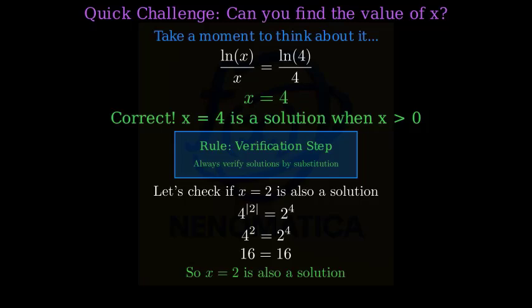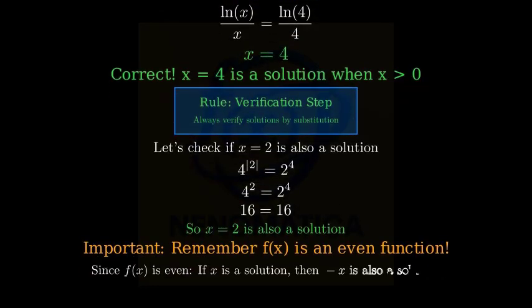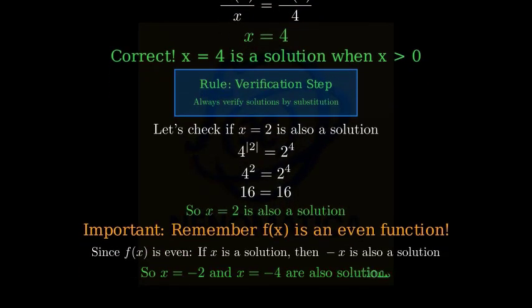Since we've established that f of x is an even function, and we found that x equals 2 and x equals 4 are solutions for positive x, we can conclude that x equals negative 2 and x equals negative 4 are also solutions. This is because if x equals 2 is a solution, then negative 2 is also a solution. And if x equals 4 is a solution, then negative 4 is also a solution.